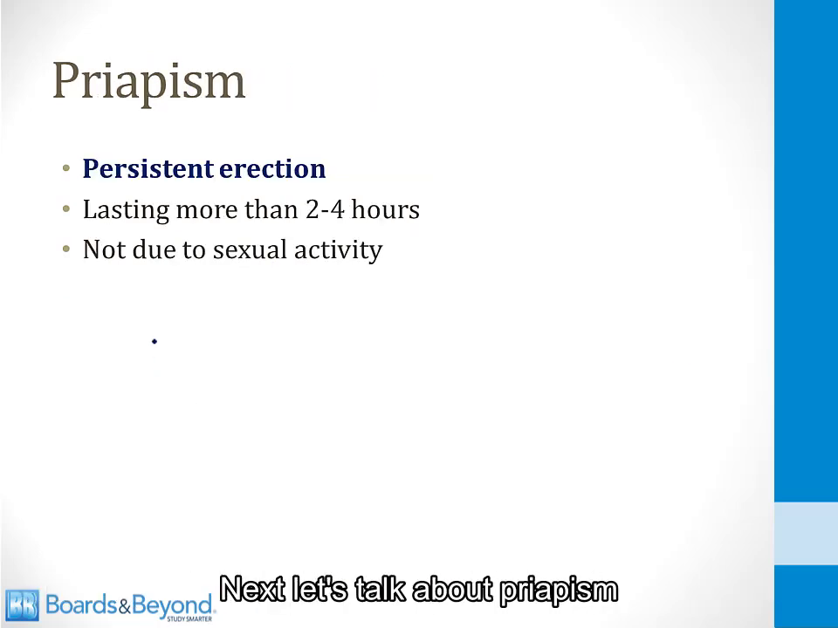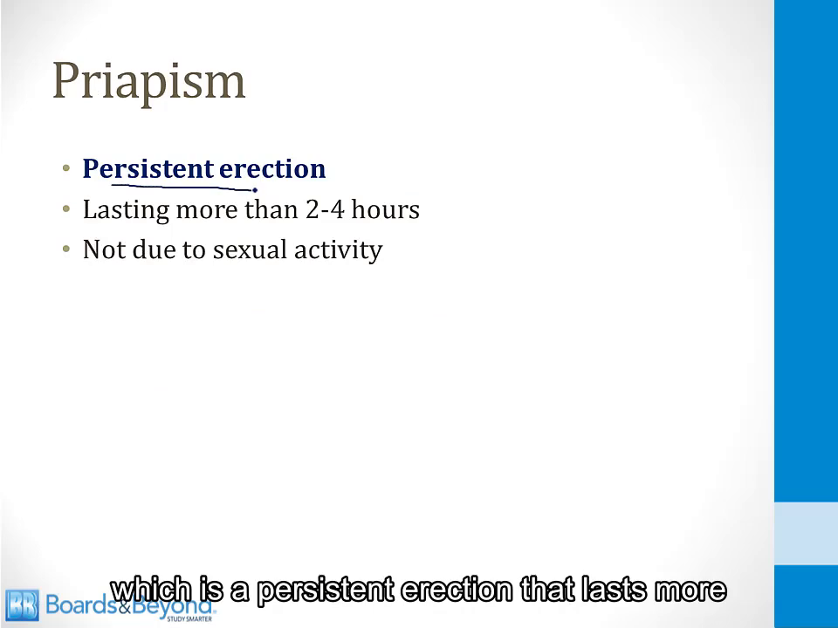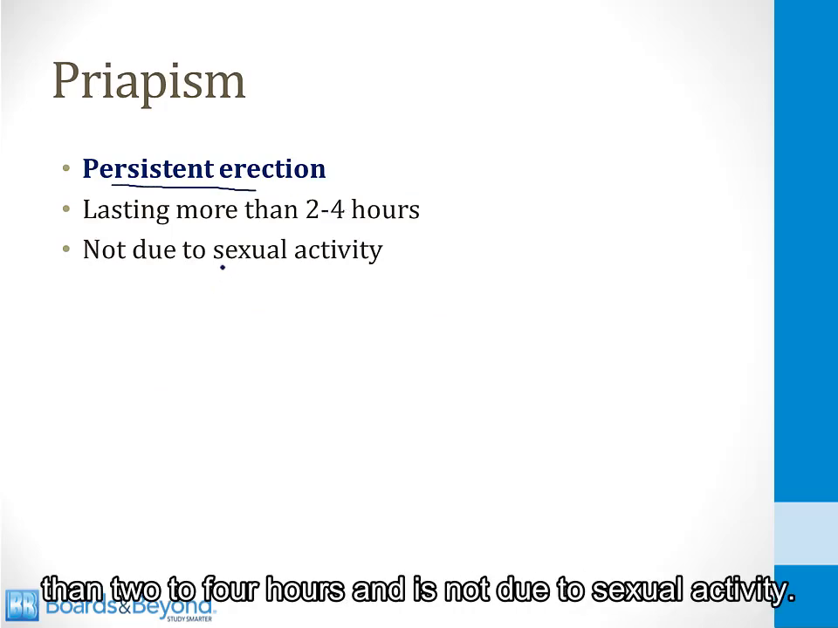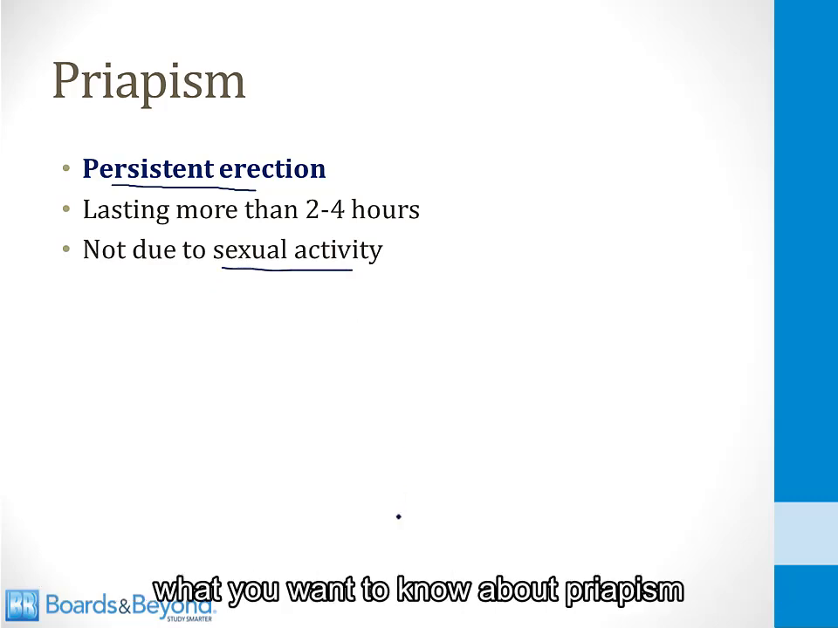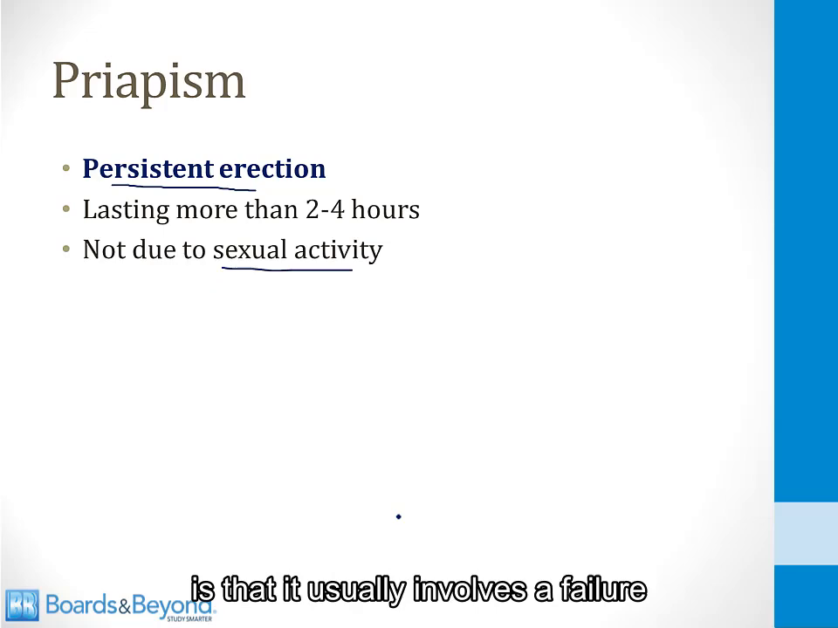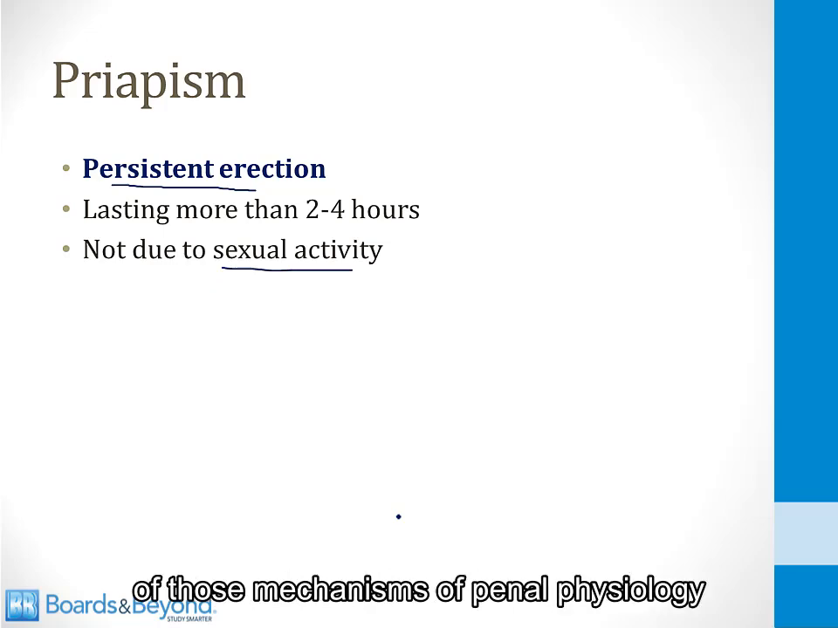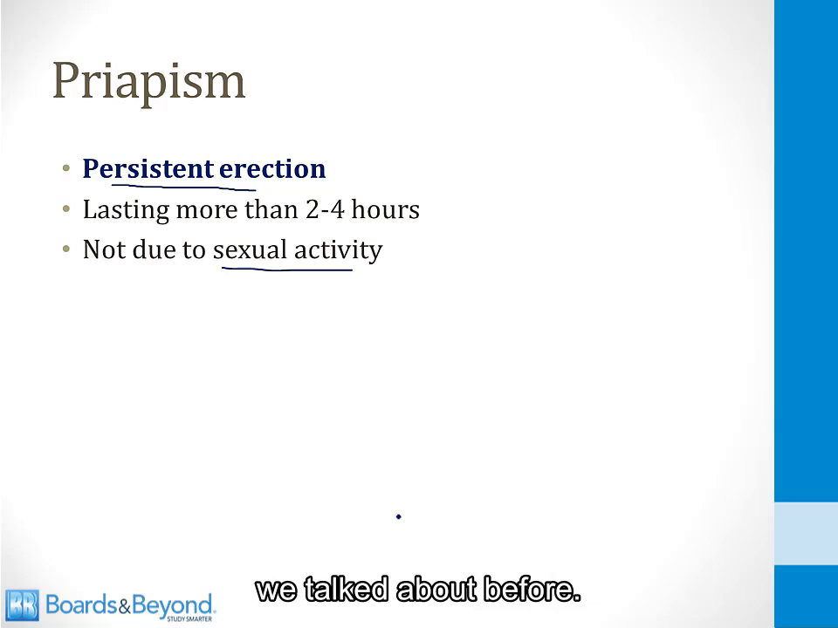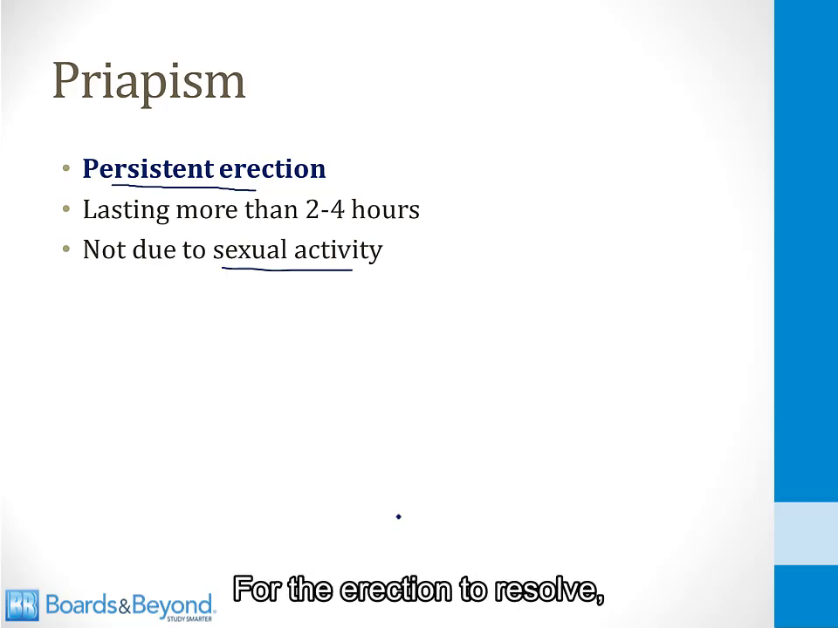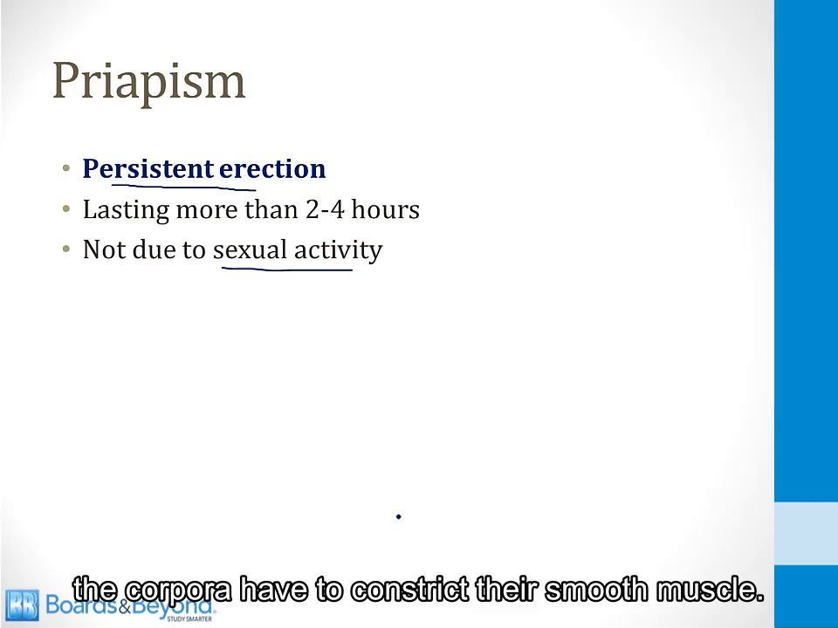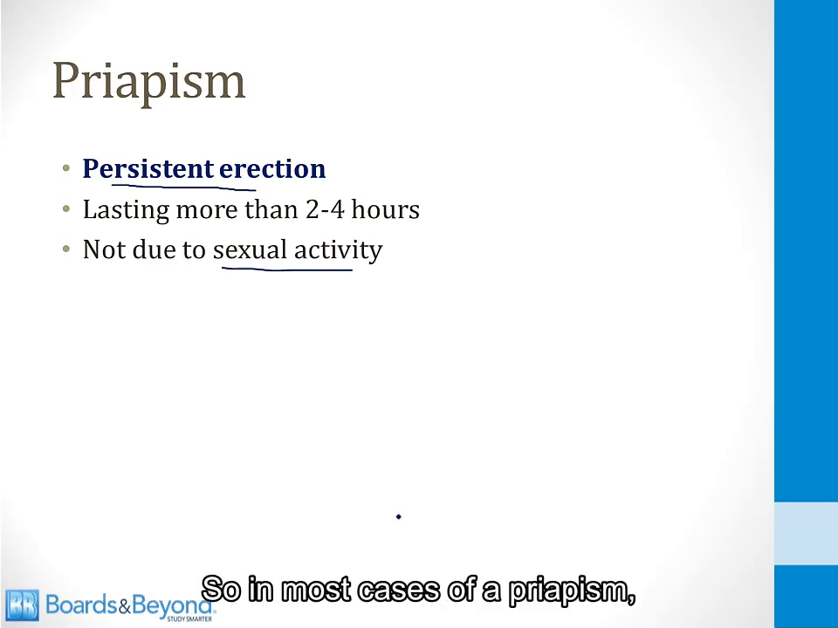Next, let's talk about priapism, which is a persistent erection that lasts more than 2 to 4 hours and is not due to sexual activity. And in terms of step 1, what you want to know about priapism is that it usually involves a failure of those mechanisms of penile physiology we talked about before. So in order for an erection to occur, we said that the corpora have to relax their smooth muscle. For the erection to resolve, the corpora have to constrict their smooth muscle. So in most cases of priapism, the corpora fail to constrict, and that's what leads to priapism.